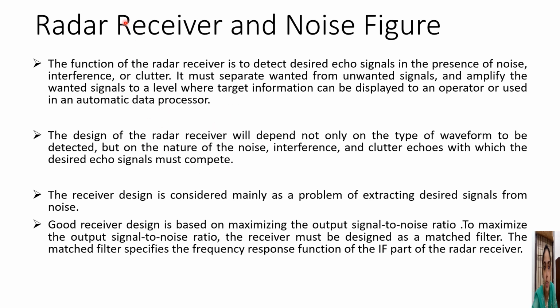So the function of the radar receiver is to detect the desired echo signal in the presence of noise, interference, clutter, etc. And it must separate the unwanted signal from the wanted signal, and we have to display the information in a suitable display system. So the design will depend not only upon the type of waveform but also on the nature of noise, clutter, echoes, etc.